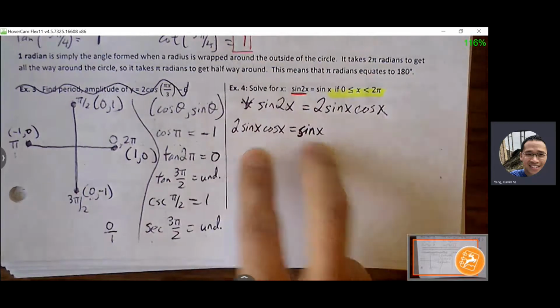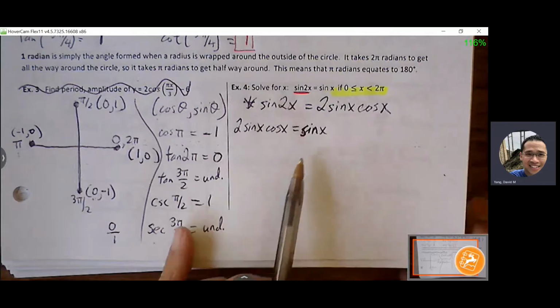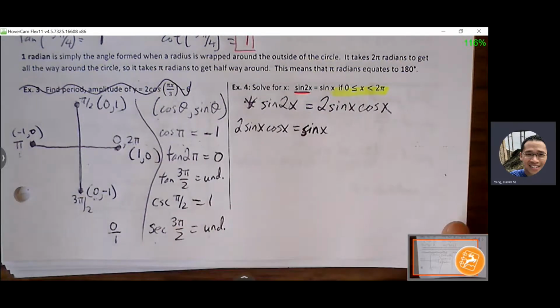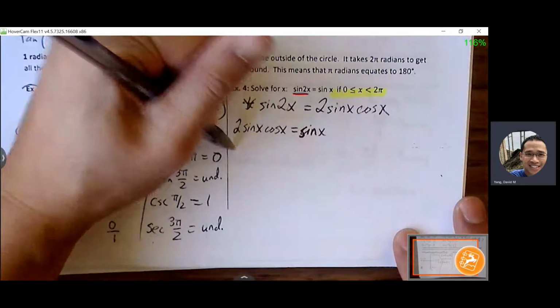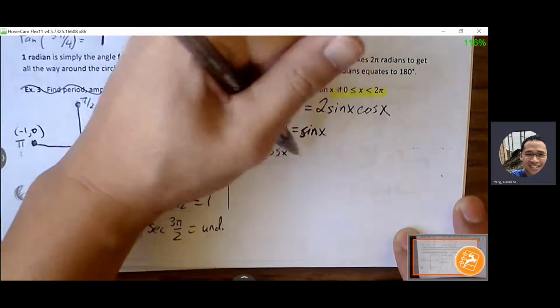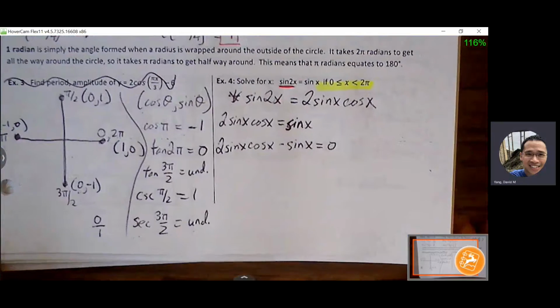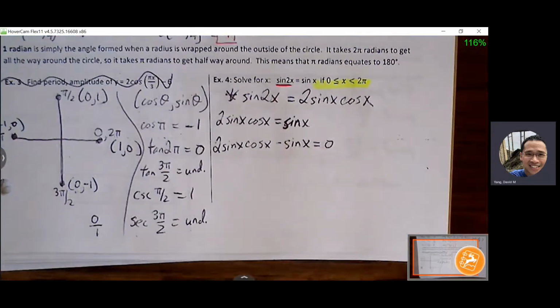If I want to solve this equation, maybe you're thinking, oh, I can just divide by sine and get an easier equation. The careful thing we have to watch out for is we don't want to divide by a variable. If you divide by a variable, you're potentially losing a solution. So you want to bring it to one side and think in terms of factoring. We're going to subtract one of these expressions over to the other side: 2 sine x cosine x minus sine x equals 0.